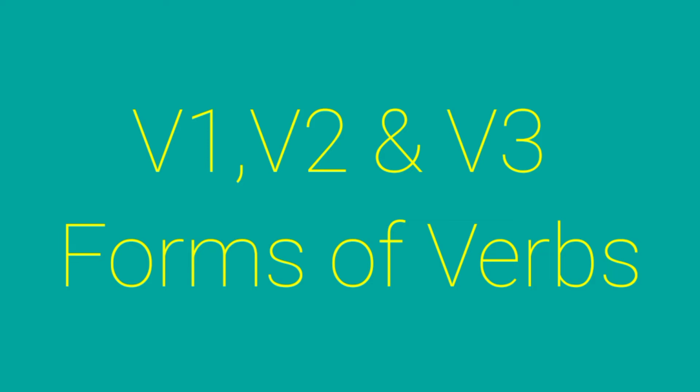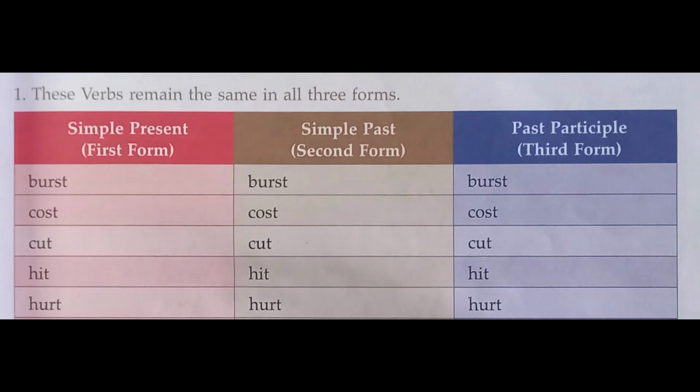All right. Now, let us see different types of V1, V2, and V3 forms of verb, that how they are formed and how they are different from the root form of the verb. Number 1. These verbs remain the same in all three forms. It means the V1, V2, and V3 forms of these verbs will remain the same in all kinds of tenses. For example, burst, caused, cut, hit, hurt, etc.